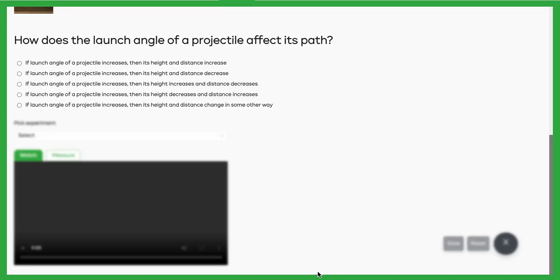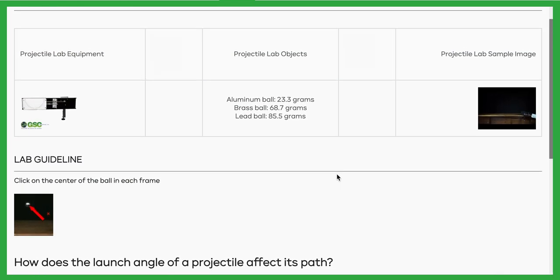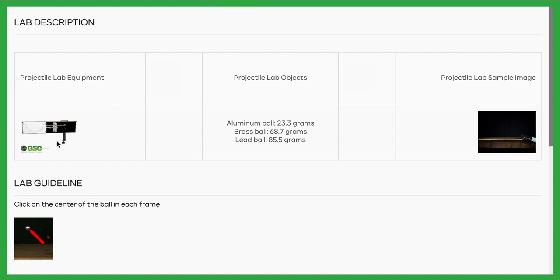Welcome to the Smart Science video about how to measure for the projectile and launch angle lab. In this lab, we're going to consider how launching projectiles at different angles affects the path of that projectile. So at the top of this window, you'll notice that we've got some equipment here.